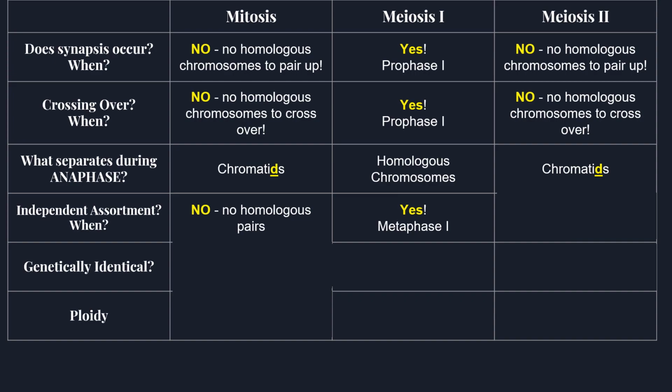However, in meiosis 1, we do see that, and it's during metaphase 1. In meiosis 2, you got it. We do not see independent assortment.